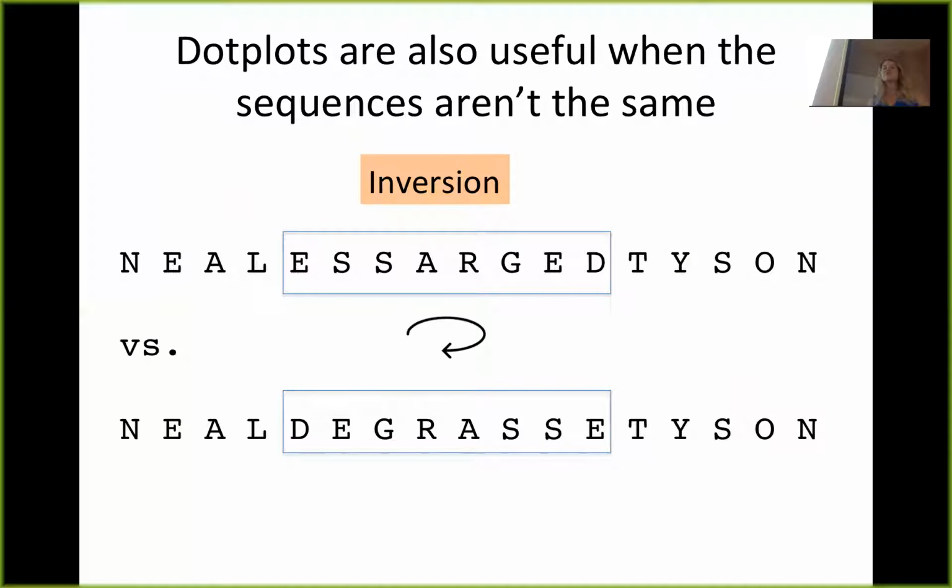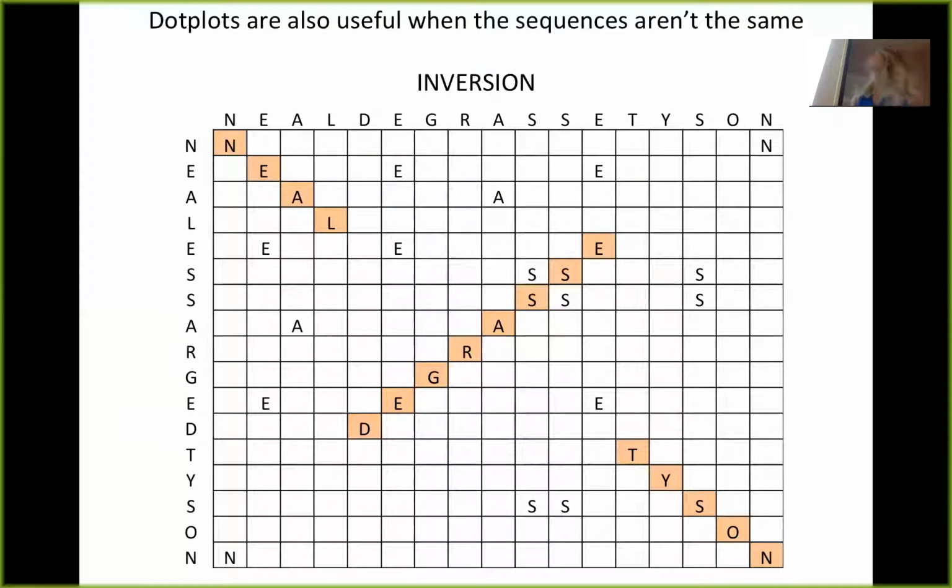We can also visualize inversions. Any guesses what an inversion is going to look like? Yep, the diagonal going the other way. So now we see our diagonal going in a different direction. Again, just looking for those diagonals is helping us to start to line things up and see patterns.